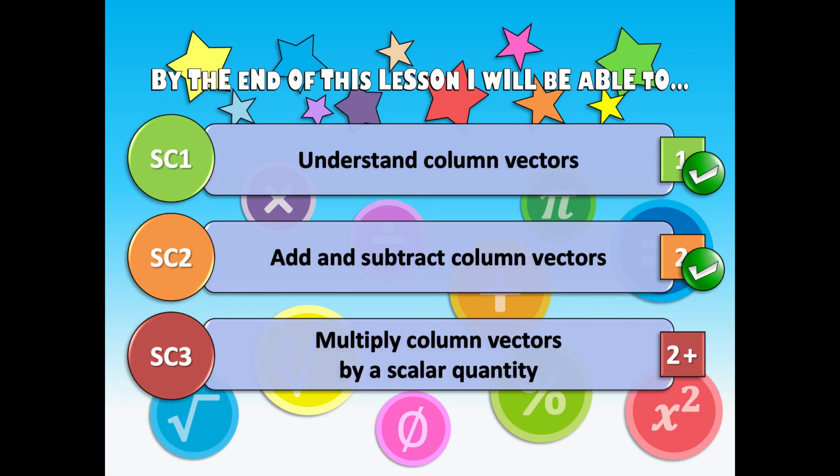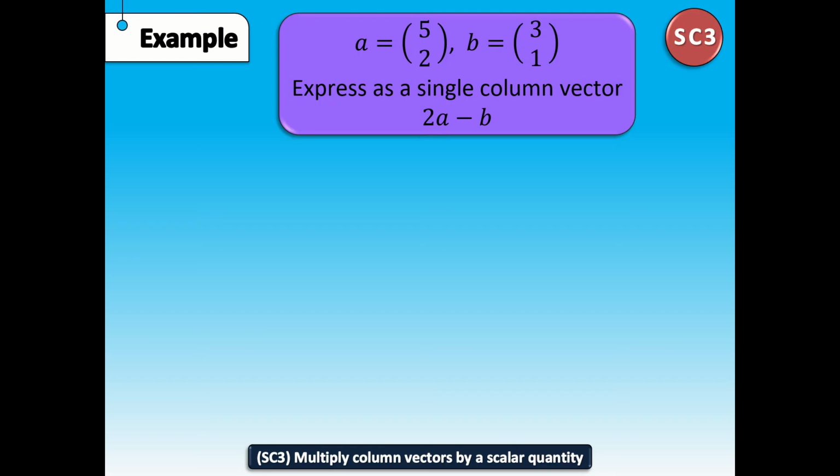So now we're going to move on to number 3, and this is to multiply column vectors by a scalar quantity. So if A is the vector 5, 2 and B is the vector 3, 1, we want to express as a single column vector 2A minus B.